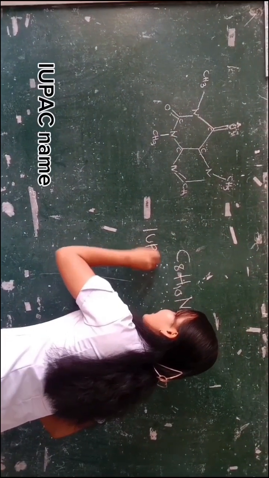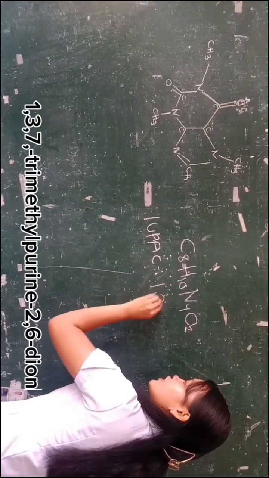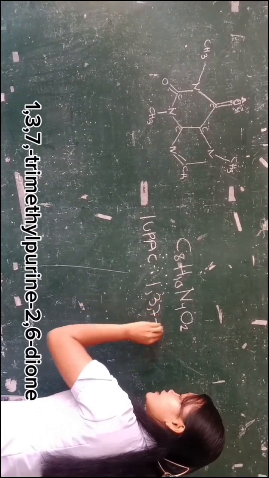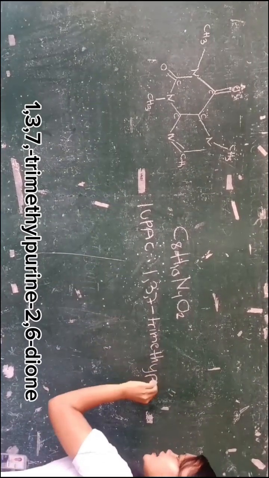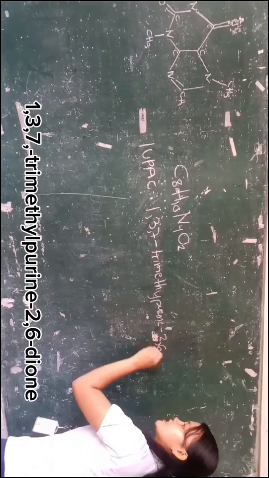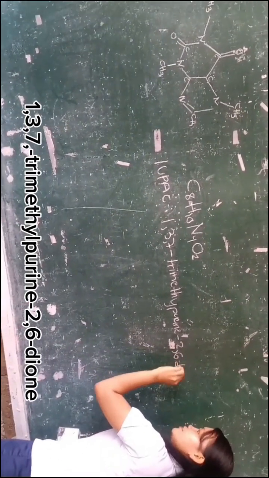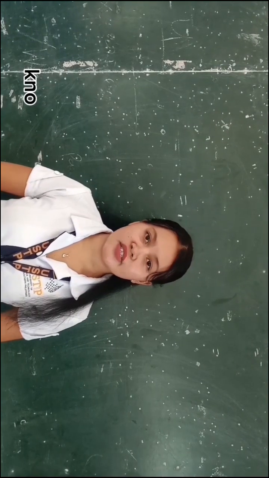And the IUPAC name is 1,3,7-trimethyl purine-2,6-dione. Caffeine is also used in the foods and beverage market where it stimulates effects of the central nervous system.